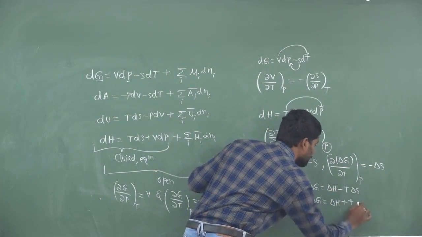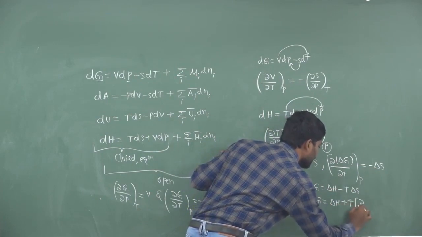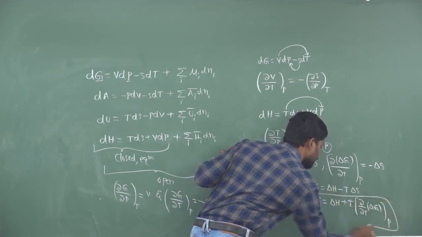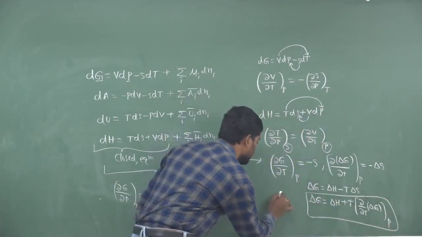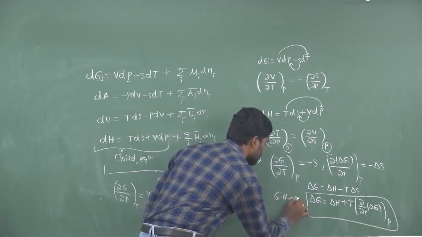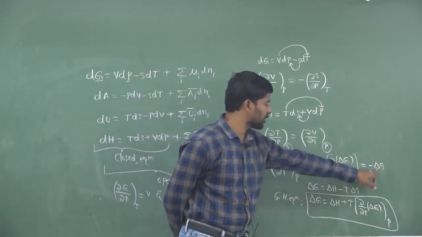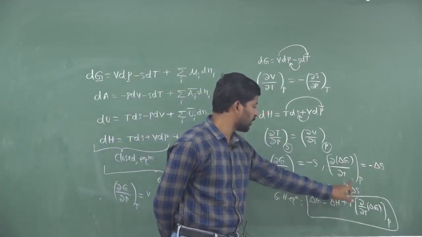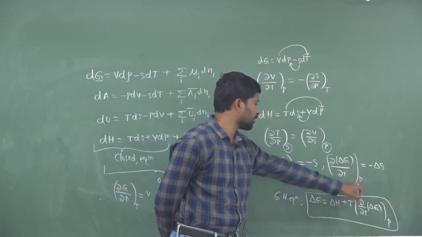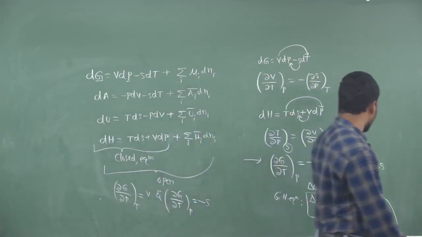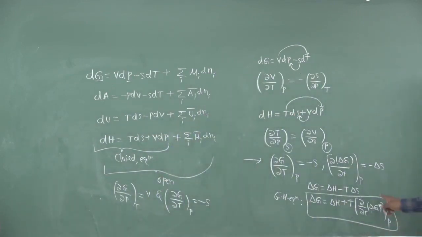Minus delta S, if you substitute, so that is plus T into dou by dou T of delta G at constant pressure. This is called the Gibbs-Helmholtz equation. The variation of G with temperature is minus S, and of delta G with temperature is minus delta S. This minus delta S value we substituted here, and we got this equation. This equation gives how delta G changes with temperature, and if delta G at one temperature is known to us, at another temperature we can calculate it based on this equation.